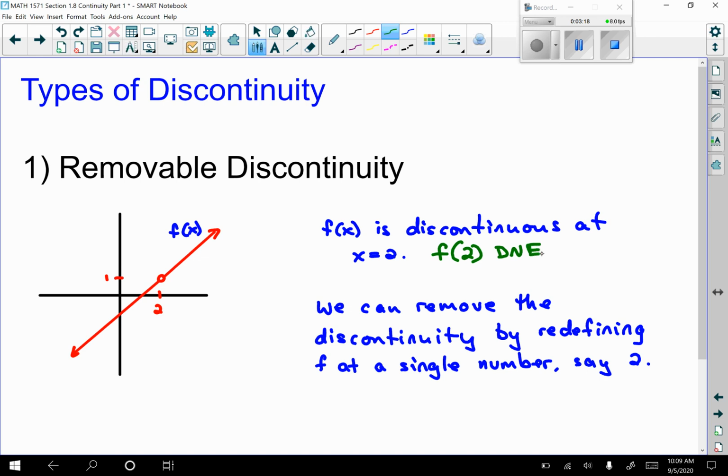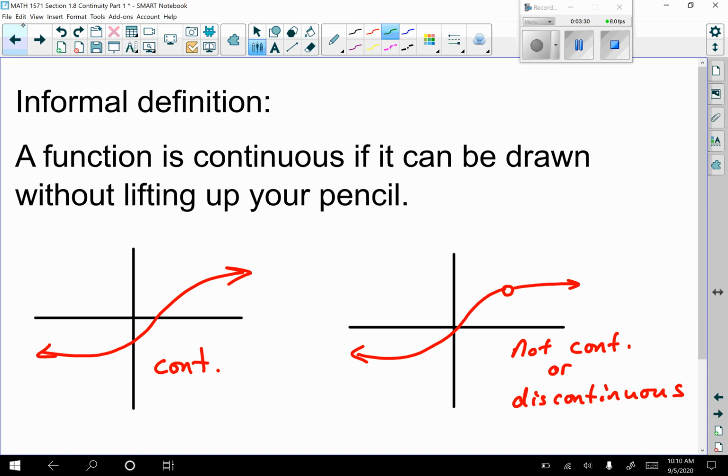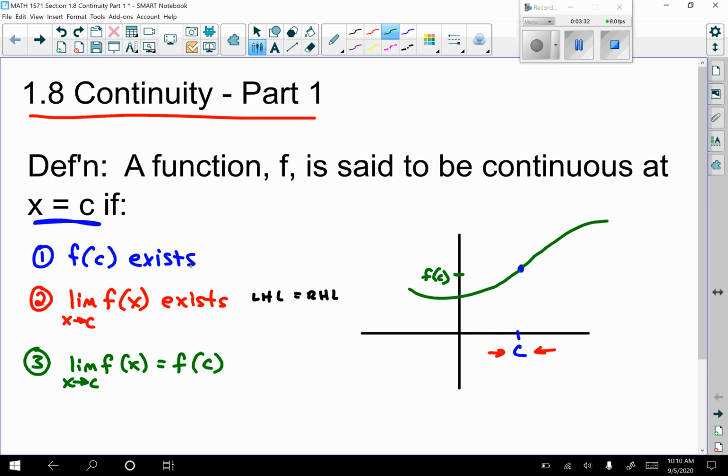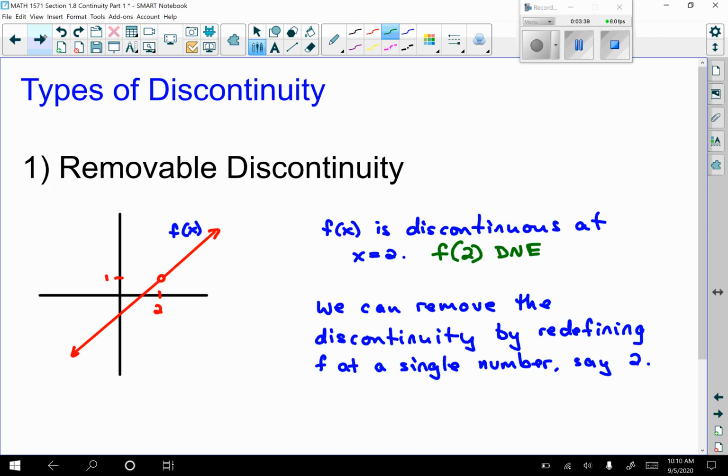So if I were to ask, is this function continuous at x equals 2? We would say no, it is discontinuous at x equals 2. Why? Because f of 2 does not exist. That first requirement right here is not met. F of 2 does not exist. The rest of it doesn't matter. We already had one requirement that was not met.